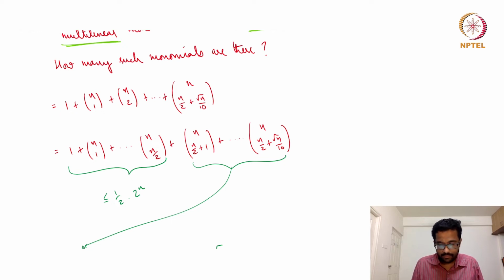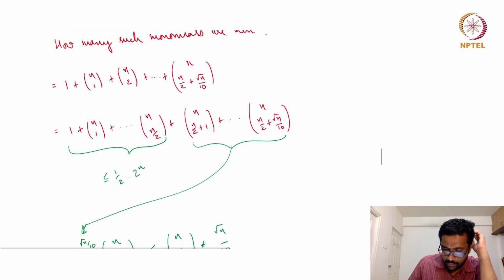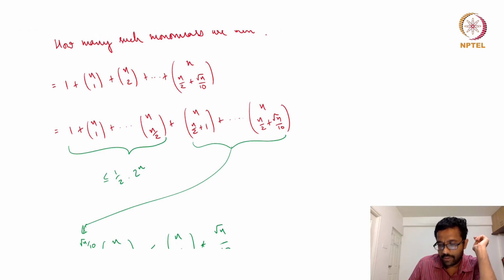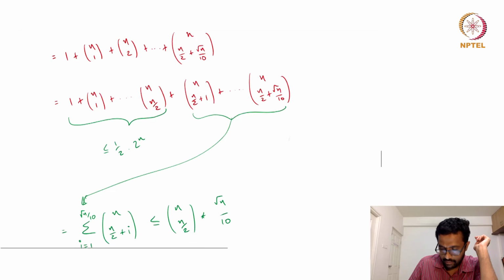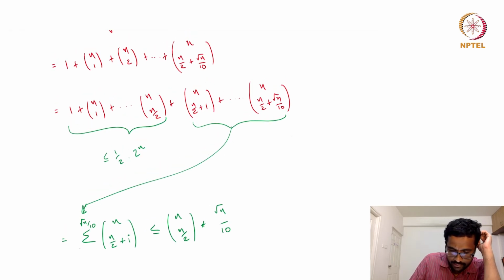This is the middle binomial coefficient. So this is at most half times 2 power n. We know that all the binomial coefficients n choose 1, n choose 2 up to n choose n will give us 2 power n as a sum. So up to the midway point, it will be equal to half times 2 power n. And then what remains is n choose n by 2 plus 1, n choose n by 2 plus 2, and so on up to n choose n by 2 plus square root n by 10. So this first part is done. This is simply half times 2 power n.